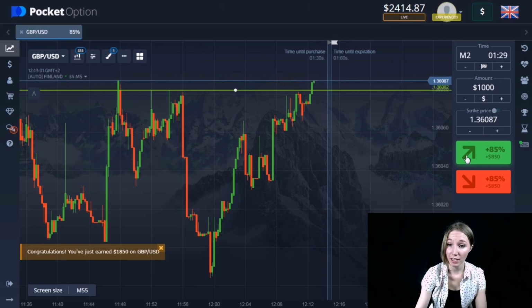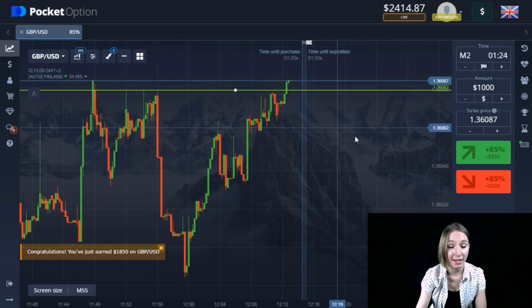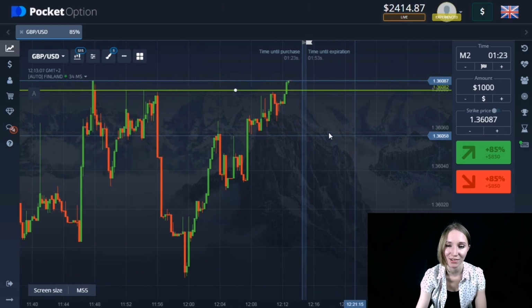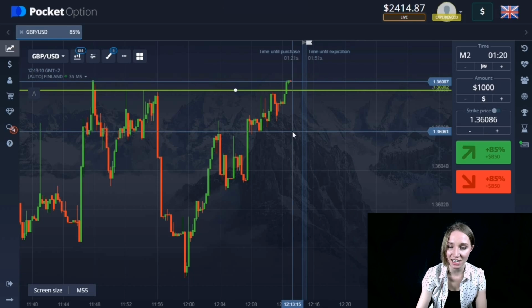Well guys, the upward movement continued and 2 minutes were quite enough here. The price broke through this level and we are getting a good, strong, confident profit. So guys, let's look at the next situation.